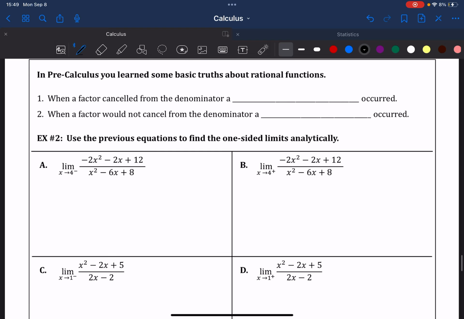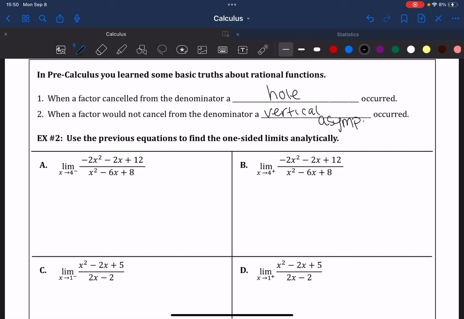In pre-calc, you learned about rational functions. When we factor and cancel from a rational function, then we know a hole occurred. If we factor and cannot cancel from the denominator, then we know a vertical asymptote occurred. So using the previous equations, we're going to find the one-sided limits of each of them.